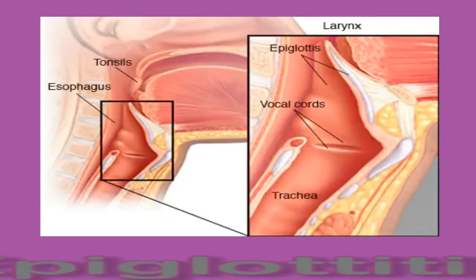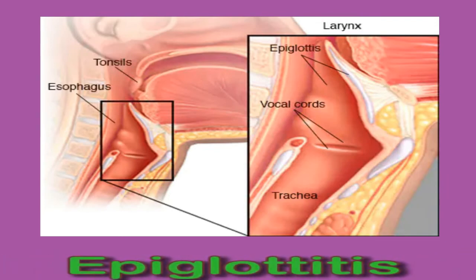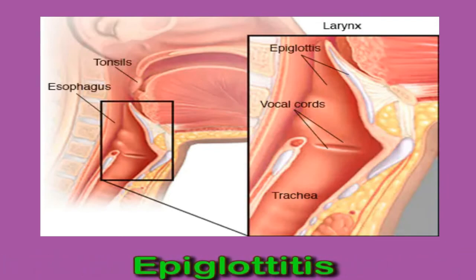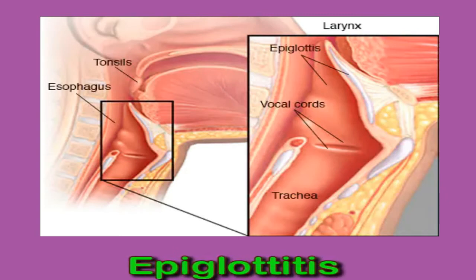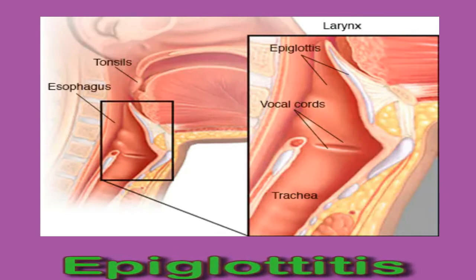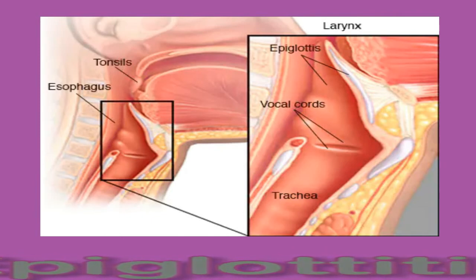Epiglottitis. Epiglottitis is a throat infection that causes inflammation of the epiglottis, which is the flap in the back of the throat that prevents food from going down the windpipe. In addition to pain when swallowing, typical symptoms of epiglottitis include difficulty swallowing, known as dysphagia, a high fever, drooling, a preference for sitting, leaning forward.